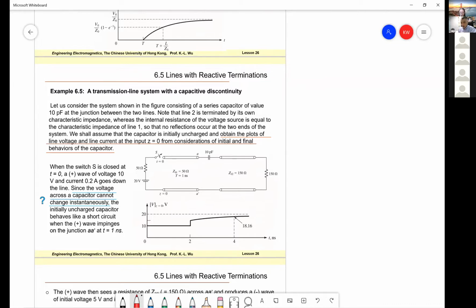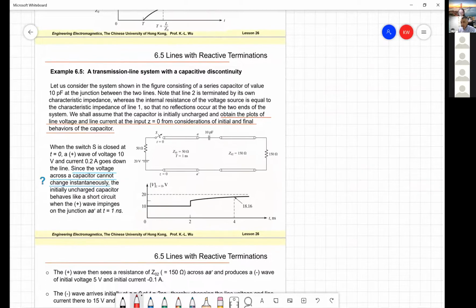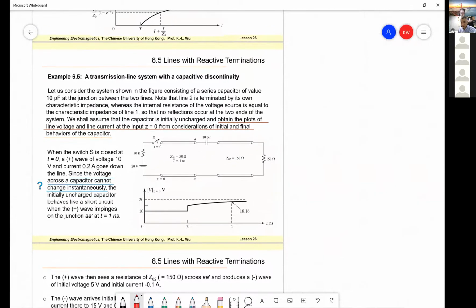So let's look at the second example. This is a very different type, but I gave some clues. We would like to find the voltage and the current at both the load and the source.